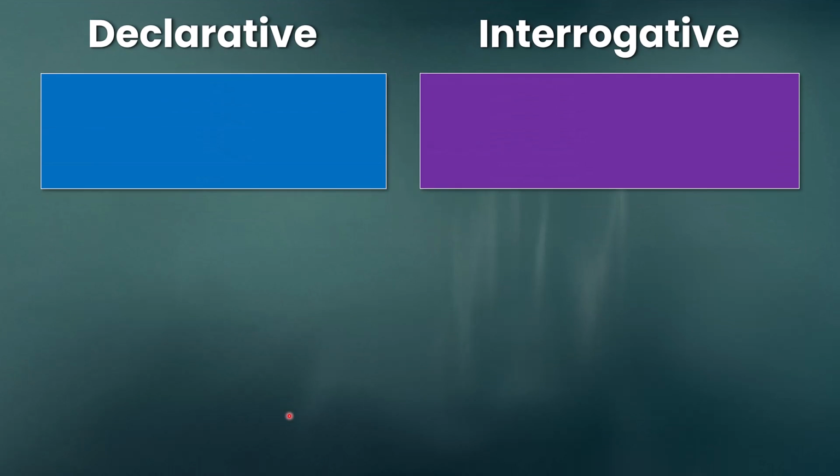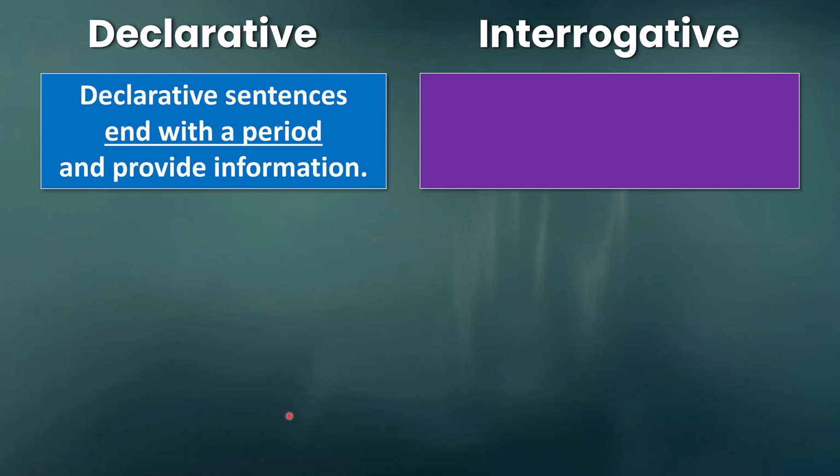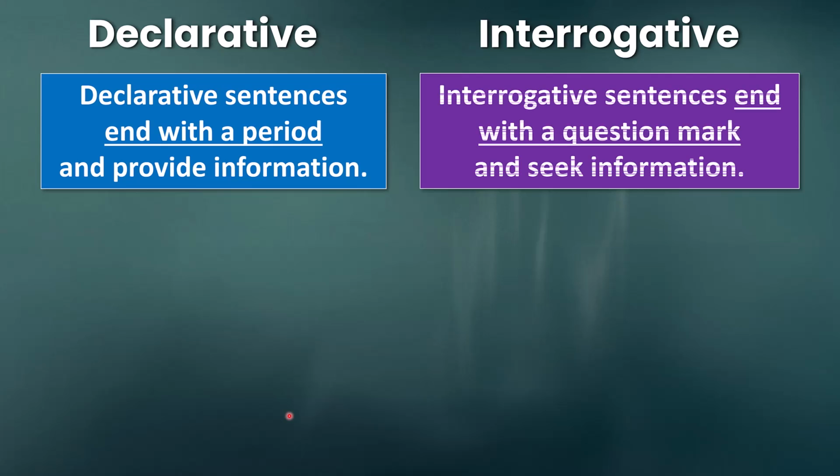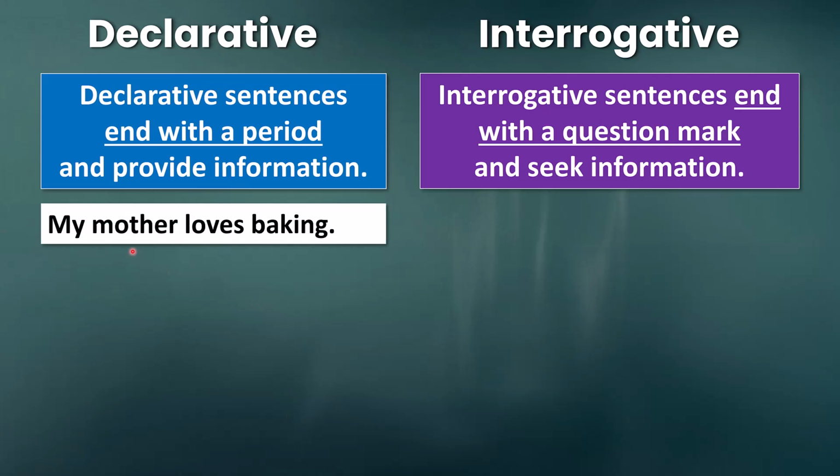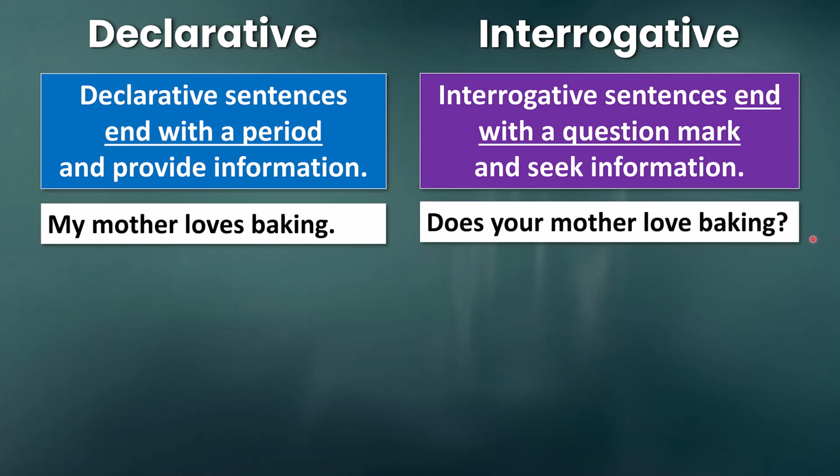Let's look at a side-by-side comparison of declarative sentences and interrogative sentences. So once again, declarative sentences end with a period and provide information, whereas interrogative sentences end with a question mark and seek information. My mother loves baking, period. Does your mother love baking? Question mark.